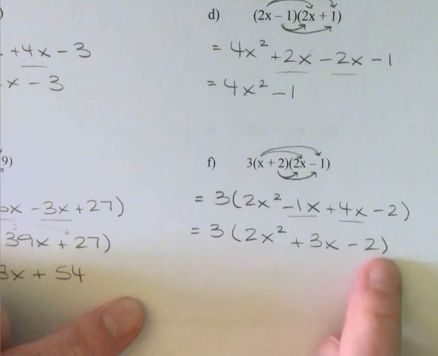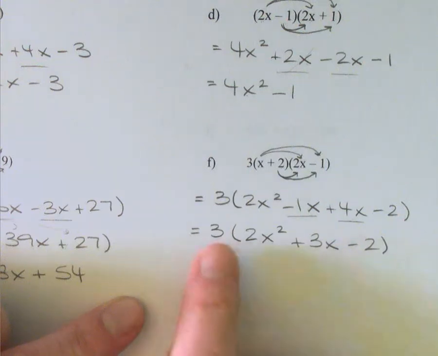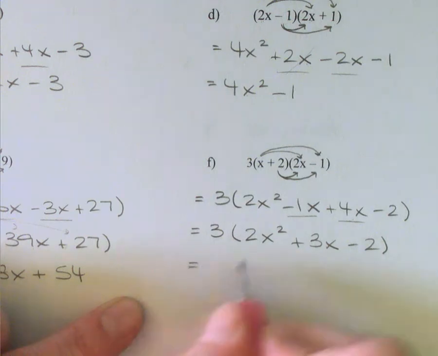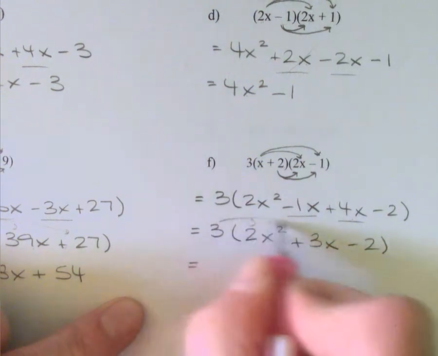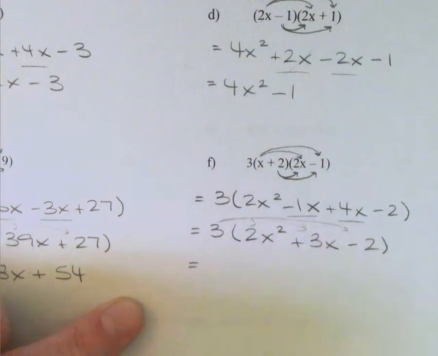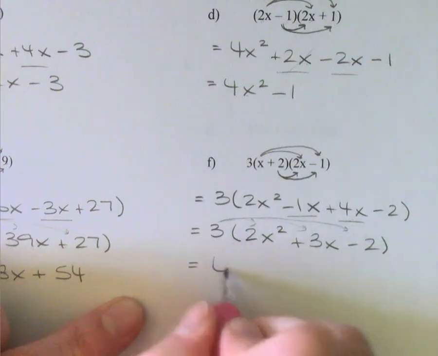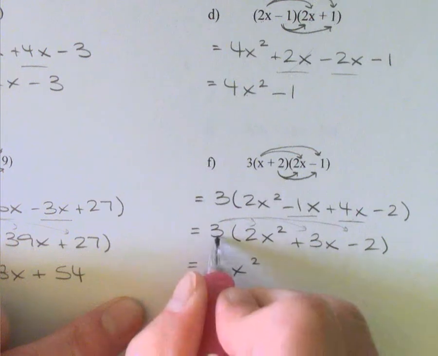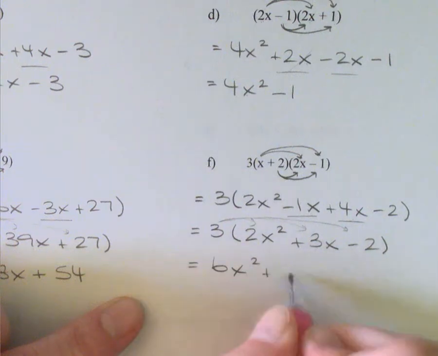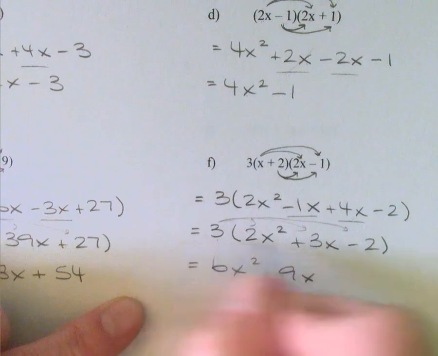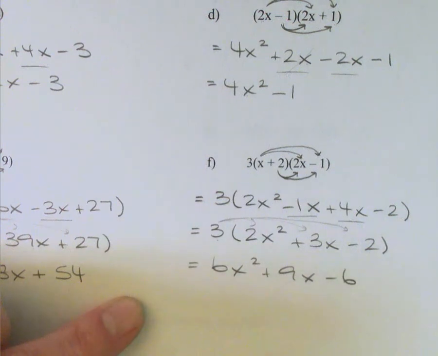So now I've simplified everything in the brackets. I can multiply by the 3 in front. So I'm going to multiply this by 3, this term by 3, and this term by 3. So 3 times 2x squared is 6x squared. 3 times 3x is 9x. And 3 times 2 is minus 6.